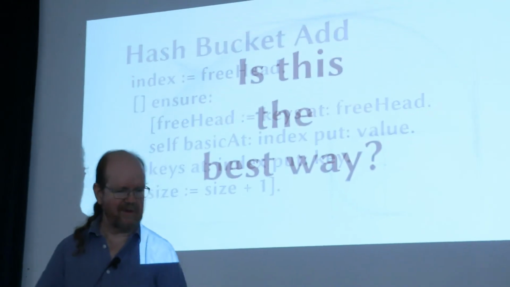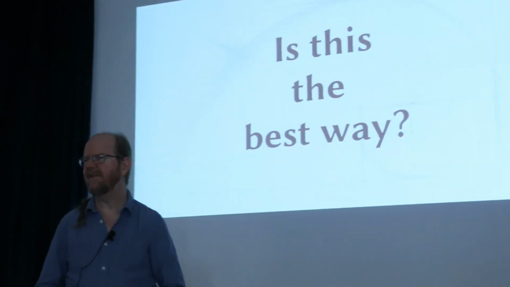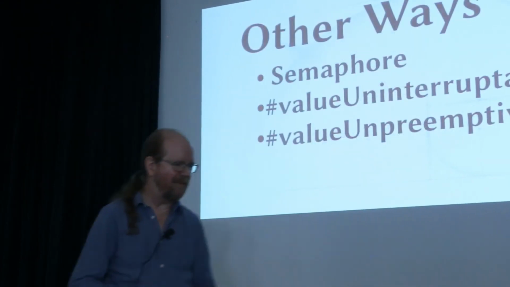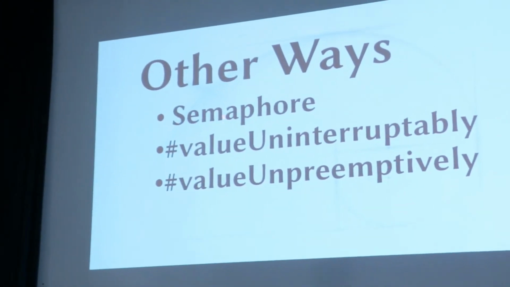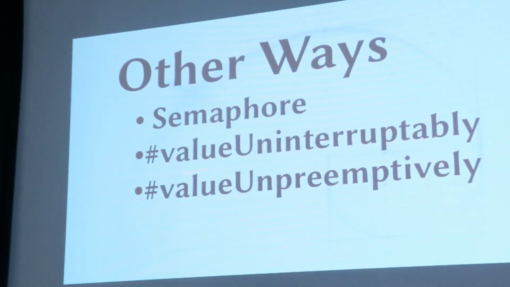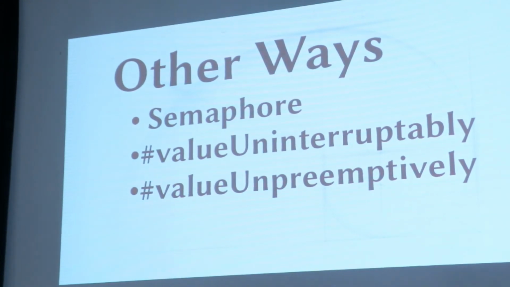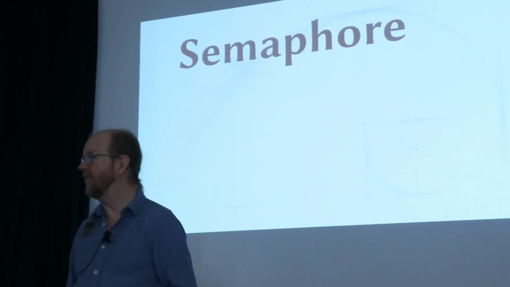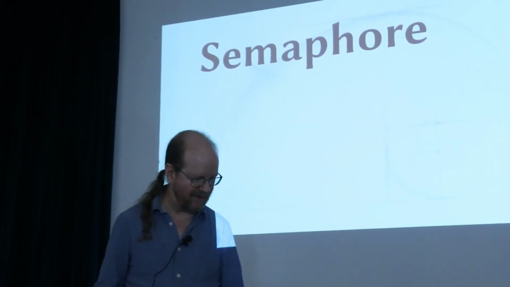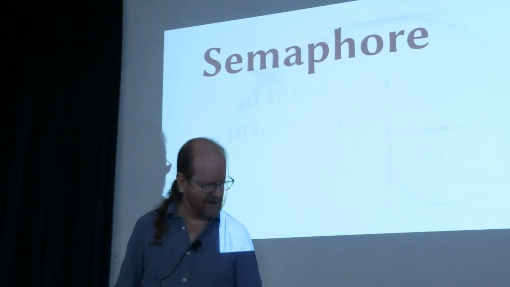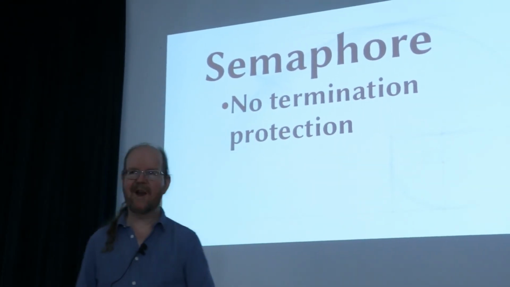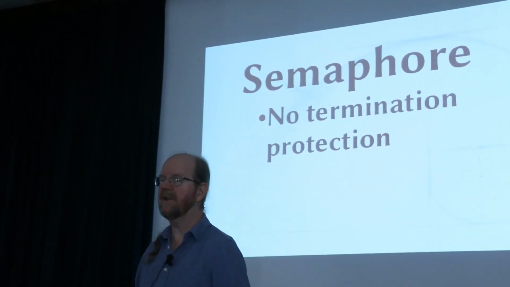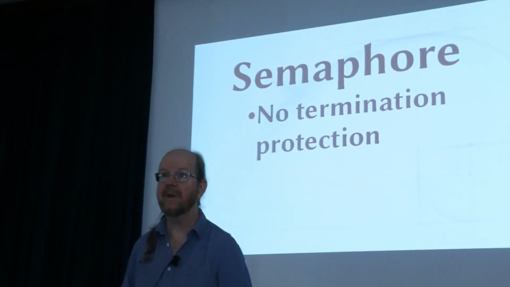So that works, but really, is that the best way to do this? It seems kind of weird. So there are some other ways we might think about doing it. Well, there's a semaphore, and then there's a thing called value uninterruptedly, value unpreemptively. We'll talk about those. So the semaphore, it's our main synchronization primitive, as I mentioned earlier. Can it help us in doing this? And really it can't. Semaphore, properly used, can protect against interference from other threads, but it isn't really designed to protect against termination.